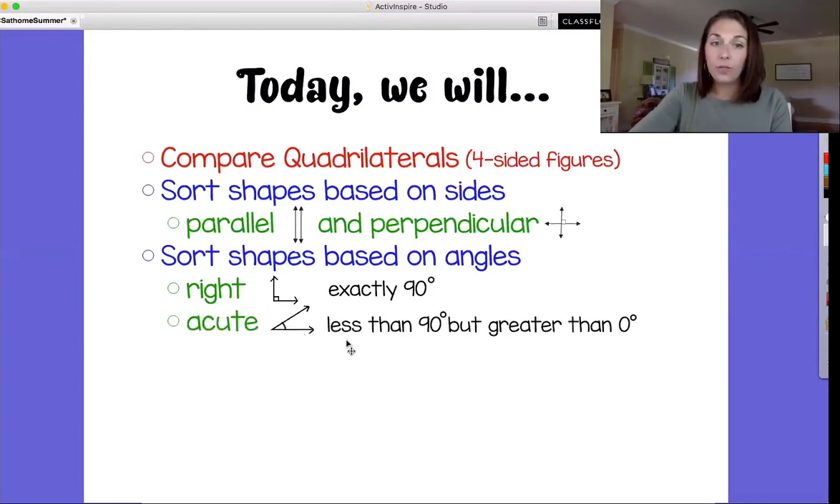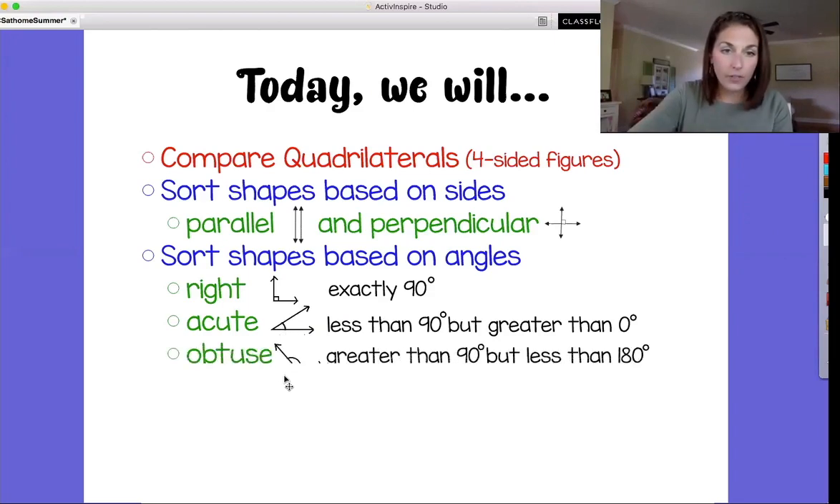My acute angles, the way I remember this is that those angles are so cute. They're smaller than 90 degrees. The opening in those angles is going to be less than 90 degrees, but greater than 0 degrees. So anywhere from 0 degrees to 90 degrees, if an angle measures that amount, it would be an acute angle. And our last angle that we're going to focus on is the obtuse angle.